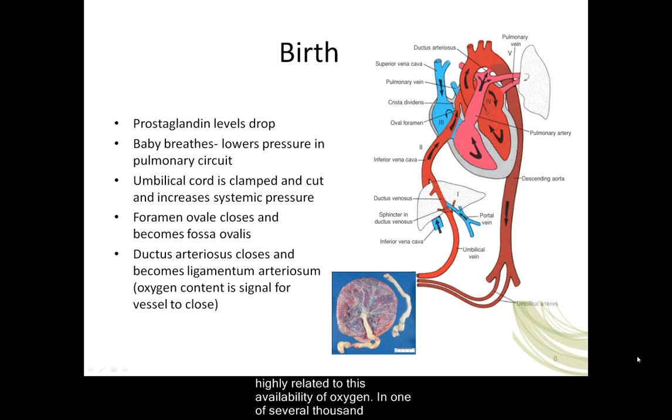In one of several thousand infants, the ductus fails to close, resulting in patent ductus arteriosus, or PDA, the consequences of which will be discussed later, and you can also find them discussed in Chapter 23. The failure of closure has been postulated to result from excessive ductus dilation caused by vasodilating prostaglandins in the ductus wall. In fact, at birth, these vasodilating prostaglandin levels are supposed to drop.